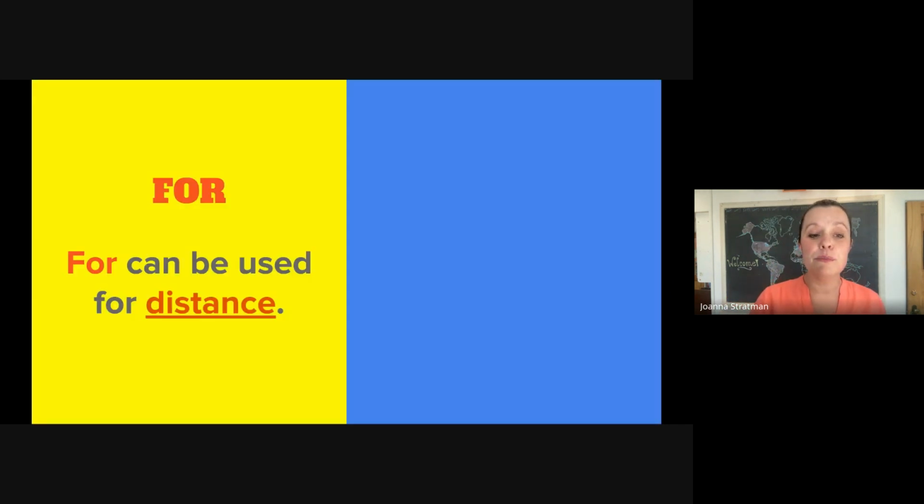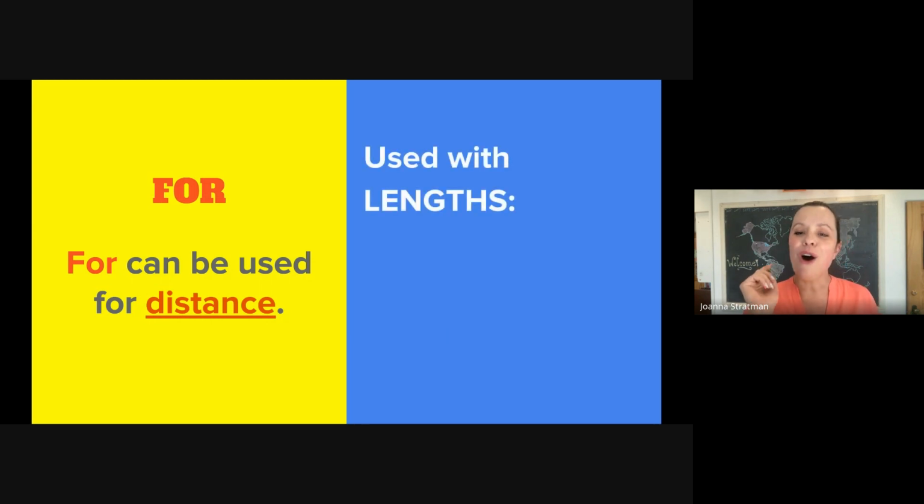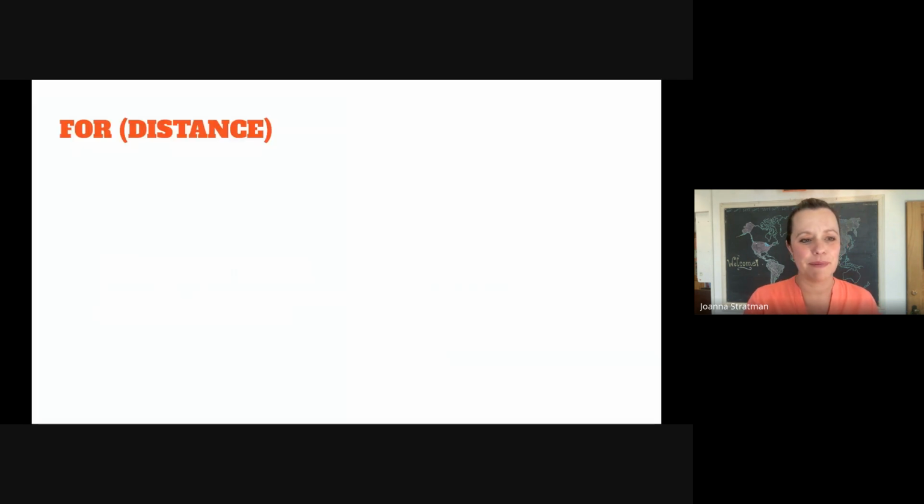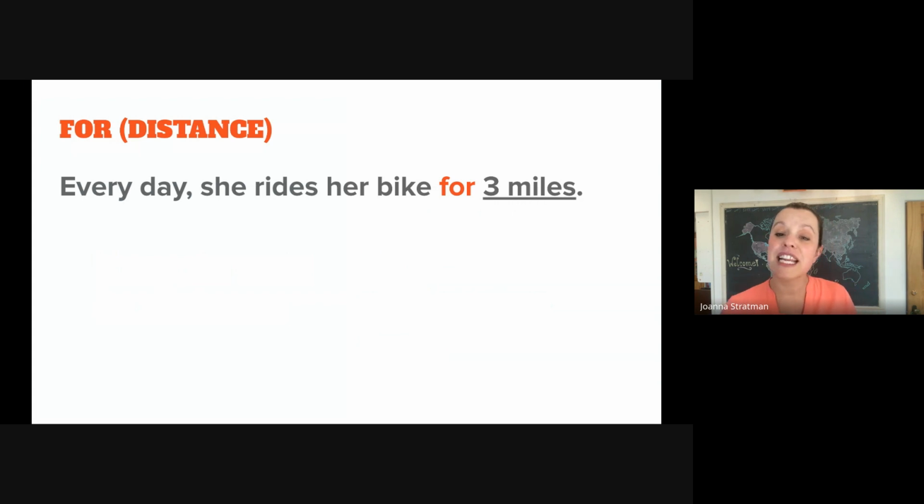Okay, my friends, let's move on to using for distance. We also use for distance when we are talking about lengths. So you will often see things like miles or kilometers used with for. Let's again look at some examples. Every day, she rides her bike for 3 miles. So the length of the distance is 3 miles. So we can say for 3 miles.